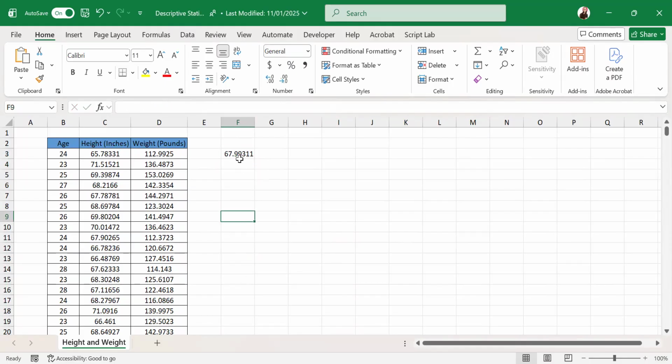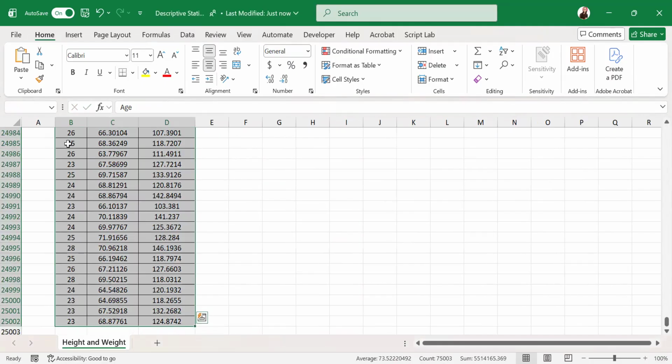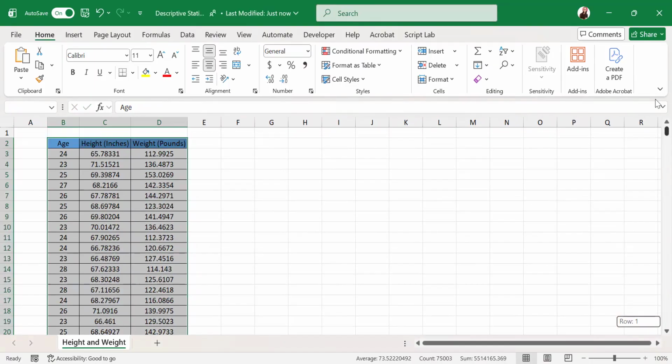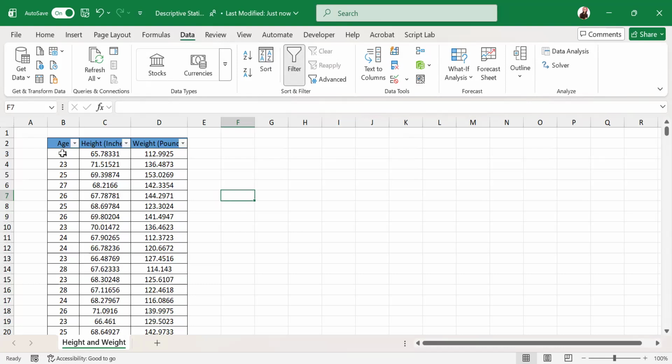Now, what happens if I want to get the average of a specific group of people? So let's say I want to get the average of only people that are 24 years old. It would take a while for me to select each one of the people that are 24. Therefore, I'm going to make it quicker. I'm going to go to Data, Filter, and I'm going to filter.